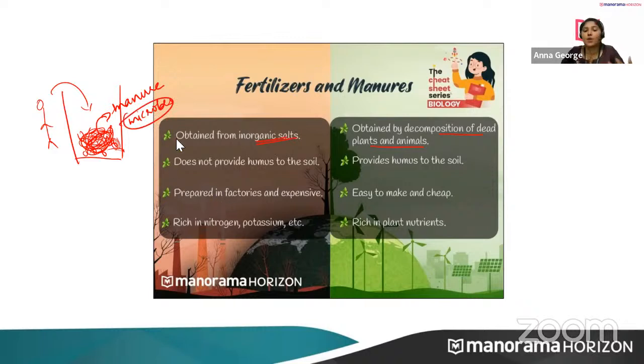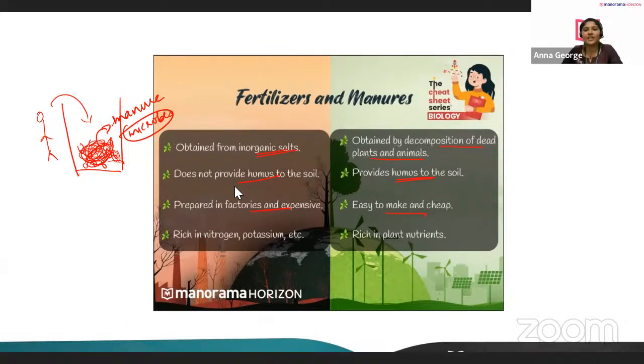And these provide humus to the soil. Manures provide humus to the soil, but fertilizers do not. Fertilizers, as we know, are prepared in factories and are expensive. But manures are very easy to make and cheap, because they are just dumping the plant waste and animal waste, and it is automatically formed into manure. It is very cheap.